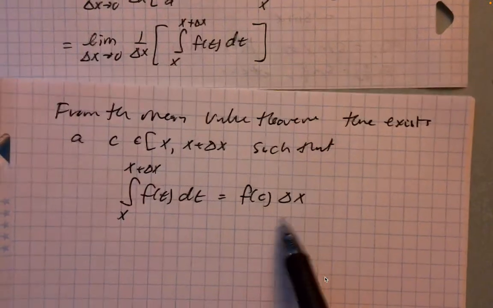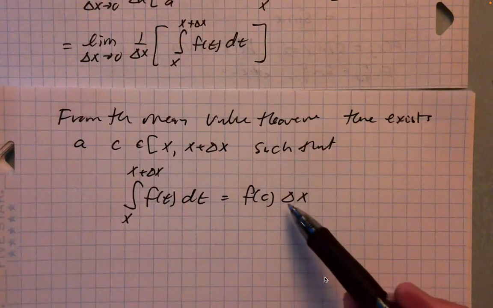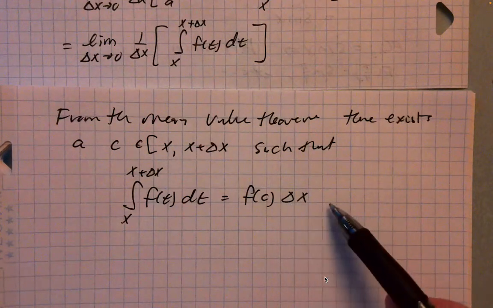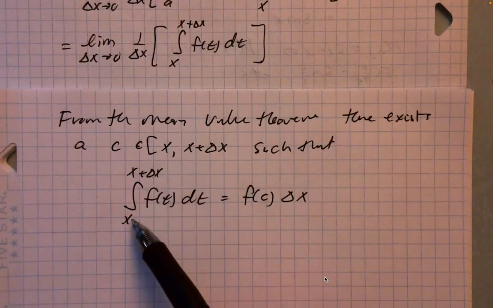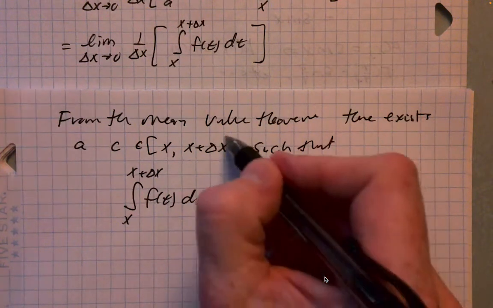Now here, this is the mean value theorem for integrals. We wrote it differently in the theorem. We had b minus a there, but notice if this is your b and this is your a, then x plus delta x minus x is just delta x. So we're just writing it in a slightly different way, but this is, again, just the mean value theorem for integrals.